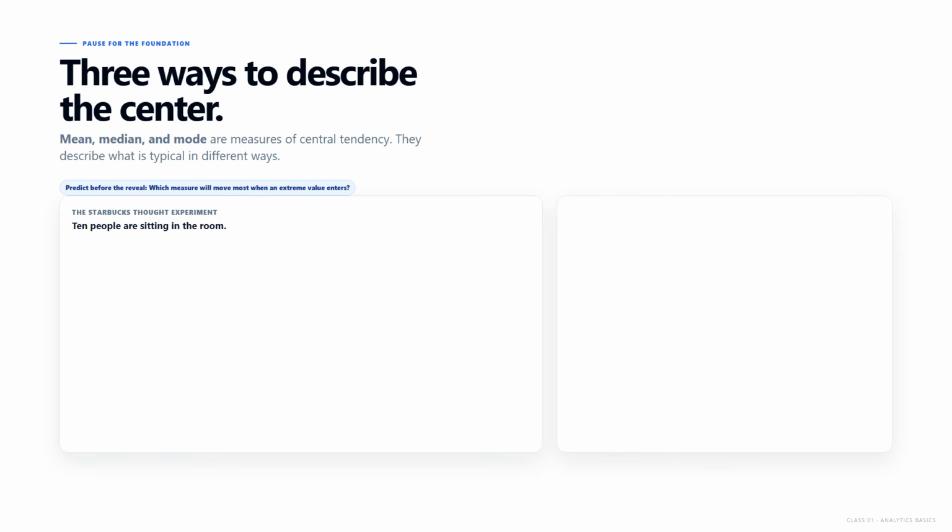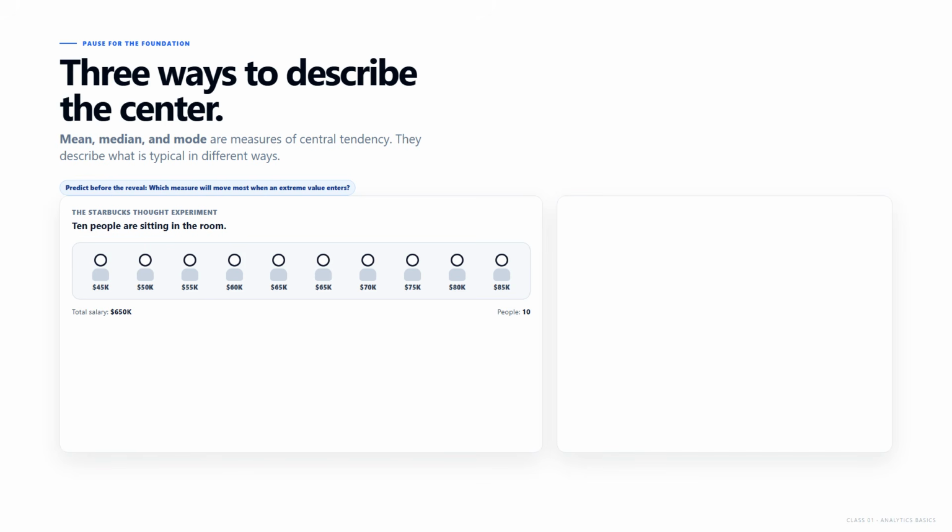Before I use mean, median, and mode as if everybody already knows them, let's slow down and build the idea. All three are ways to describe the center of a group of values. The formal term is central tendency. Picture 10 people sitting in a Starbucks. Their salaries run from $45,000 to $85,000. Together they make $650,000. Nothing exotic is happening in this room.